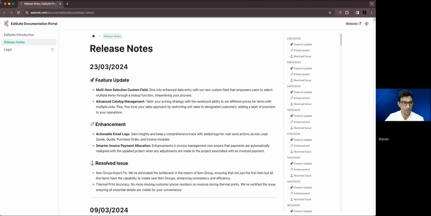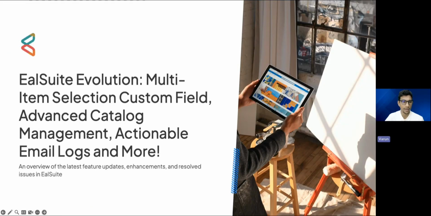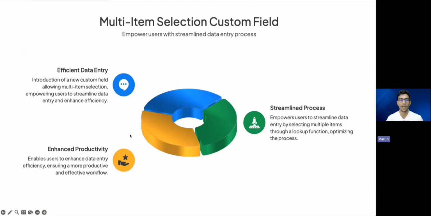All right. So yes, EalSuite evolution. Our first update, multi-item selection custom field. Empower your users with streamlined data entry process. So you can improve your efficiency when it comes to data entry. You can improve and enhance your productivity and streamline your entire process. So let's take a use case and we'll create it like that.